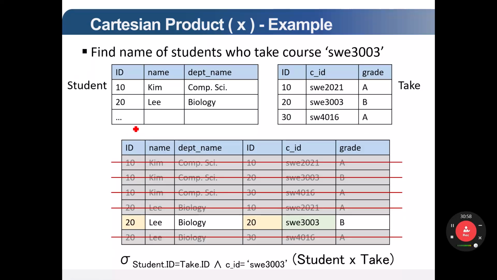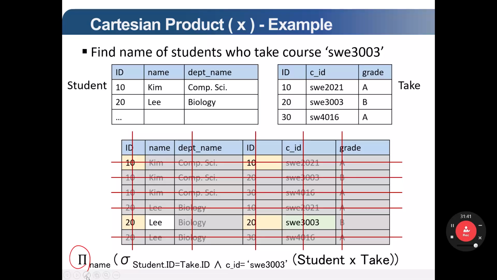Sorry. After finding those matching records, we should consider another predicate. So we want to find the names of the students who take course SW3003. So we have another filter condition, and it should come after this logical AND operator. After that, we should apply the projection operator to find the name. Okay, are you guys following? Any question?